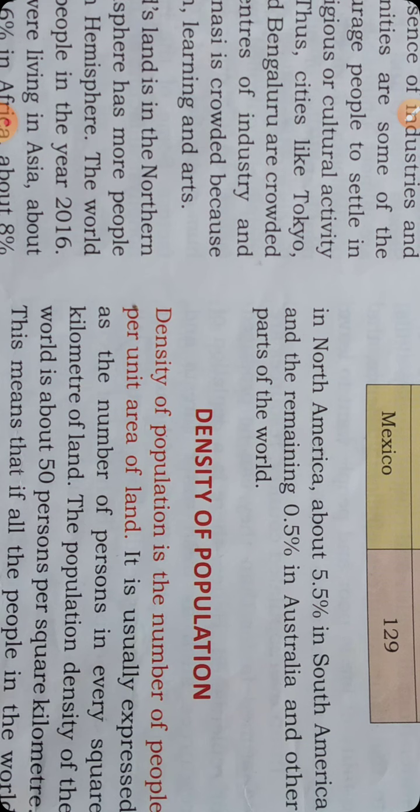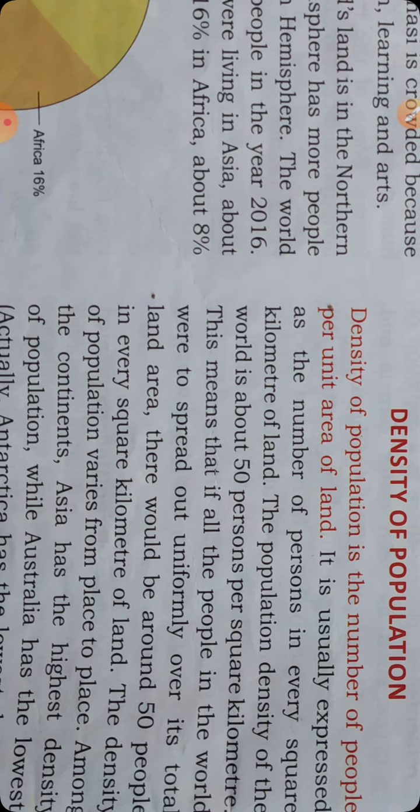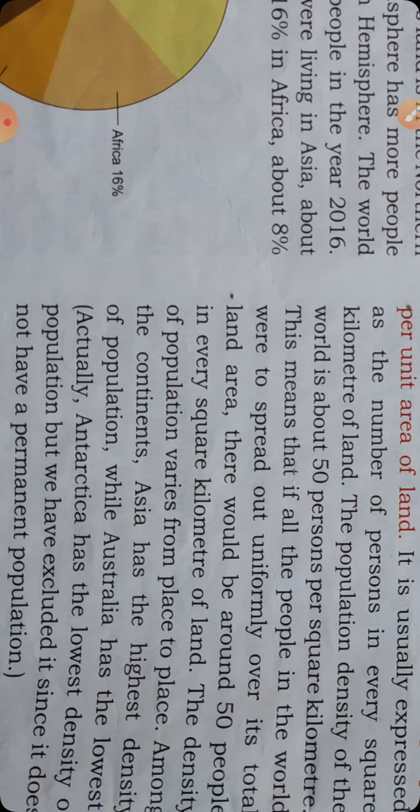Density of population. Underline this definition and learn it. What is density of population? Density of population is the number of people per unit area of land. It is usually expressed as the number of persons in every square kilometer of land. The population density of the world is about 50 persons per square kilometer. This means that if all the people in the world were to spread out uniformly over its total land area, there would be around 50 people in every square kilometer of land.